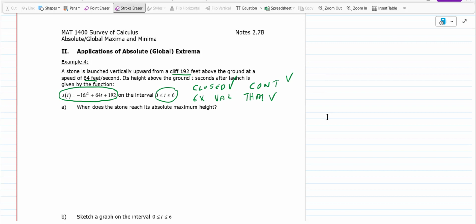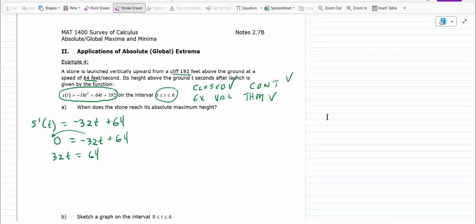So that means essentially what we do is we find critical numbers. We evaluate the endpoints and the critical number, and whichever one's the biggest is the maximum height, right? That's what it is. Okay, so let's go ahead and start by finding our derivative. And that derivative is going to be negative 32t plus 64. And again, what do I do with that derivative? Set it equal to 0. If you want to find a critical number, you want to set that equal to 0. So we have 0 is negative 32t plus 64. I would just move the 32 to the other side.